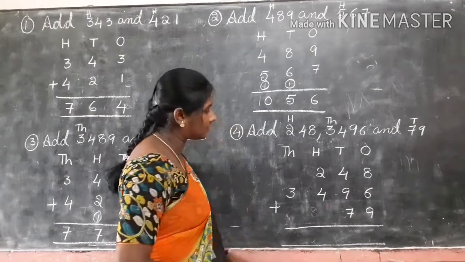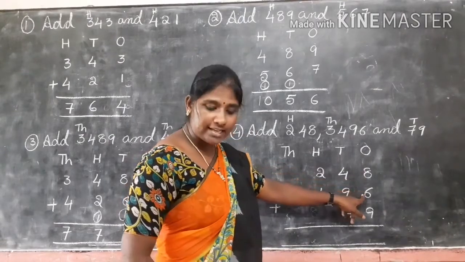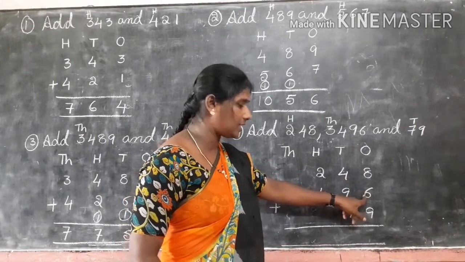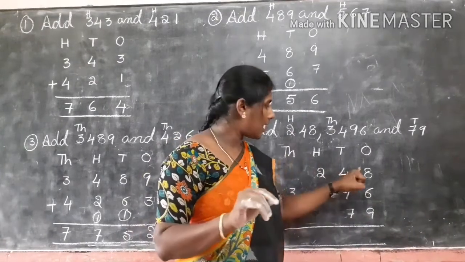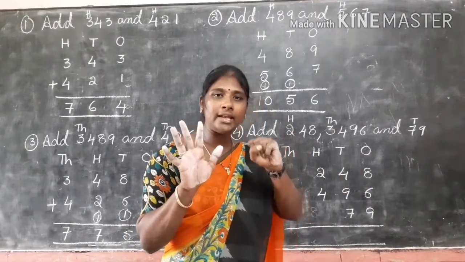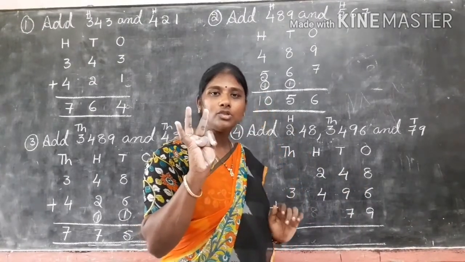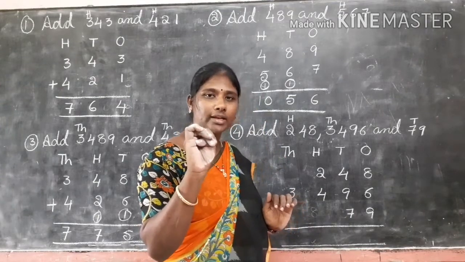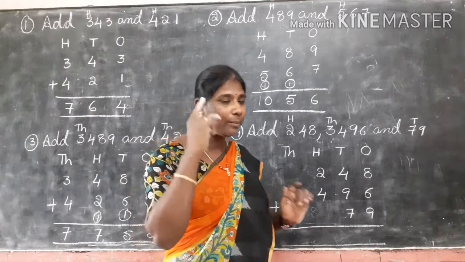Addition symbol plus. First, the middle number, take the fingers. What is the middle number here? 6. Take 6 fingers. Up number 8. 8 after 9, 10, 11, 12, 13, 14. That 14 we get. 14, keep it in your mind.